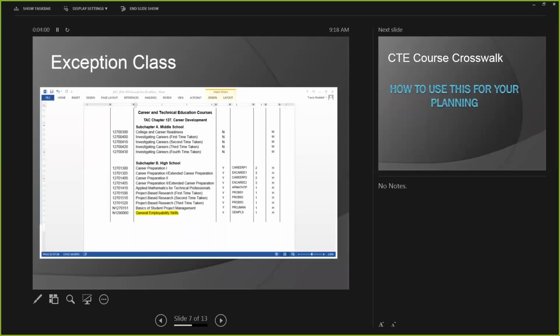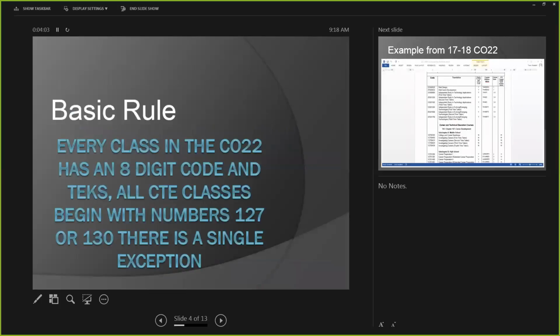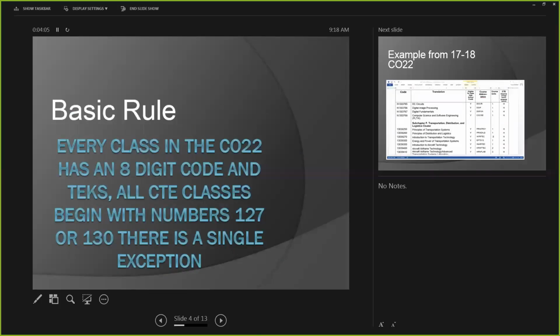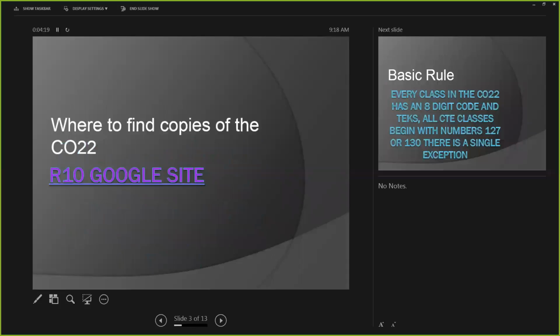Let me go back for a second here. Let me go back up to one of my rules. The basic rules: every class in the CO22 has an 8-digit code, and the TEKS for all CTE classes begin with 127 or 130, and there is that single exception, which is the employability skills class.